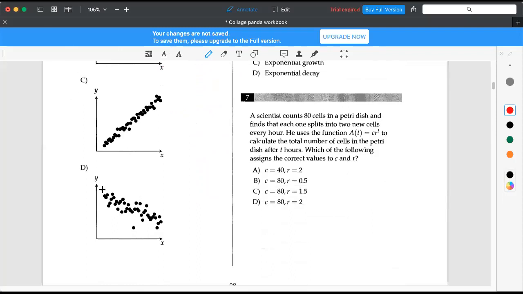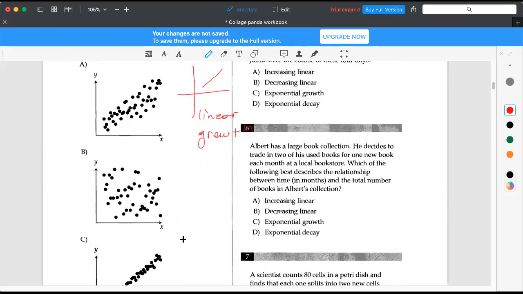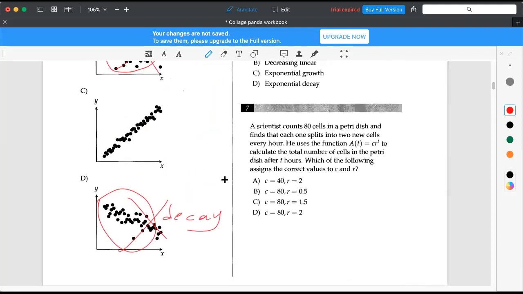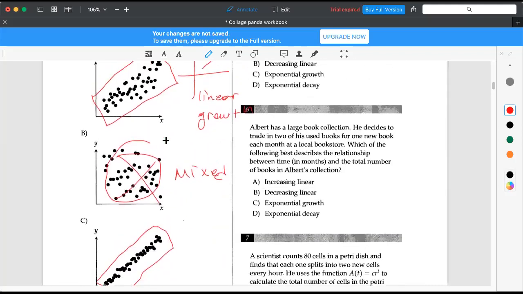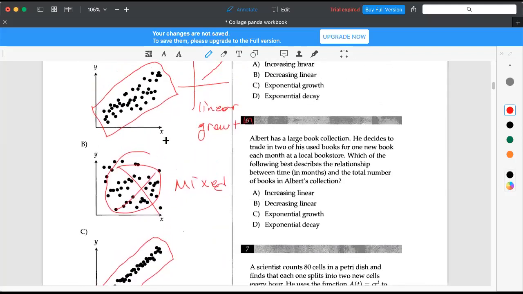First of all, this is decay, which means decreasing. So it's not possible. Here, increase or decrease, I cannot say anything. It's mixed, right? But here, it's increasing. And here also, it is increasing. When you look at these two graphs, which one is strongly increasing? This one or this one? A or C? I think C, right?